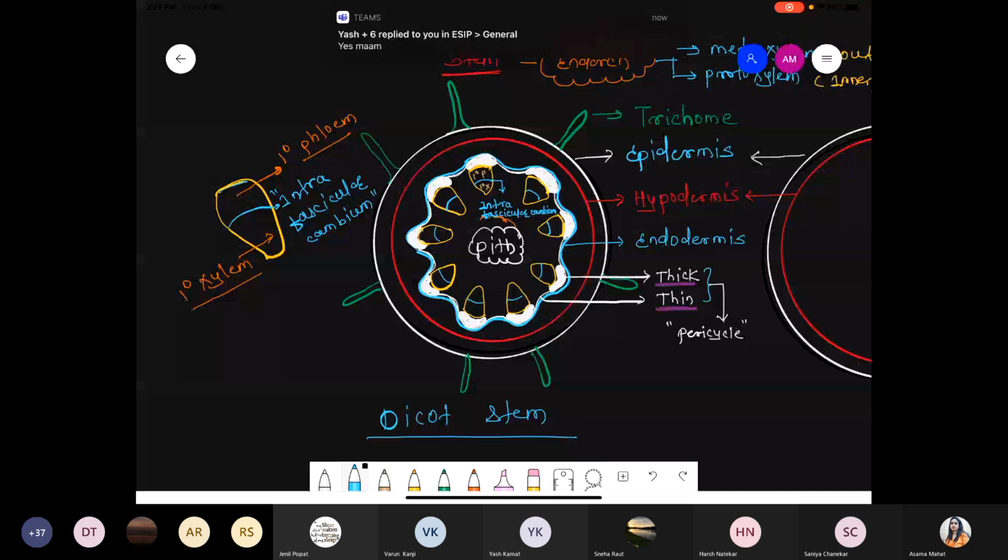If any point is missing or you require more time for the diagram, at the end of the class I'll share the whiteboard link so you can complete your notebook. Okay? Let's go.